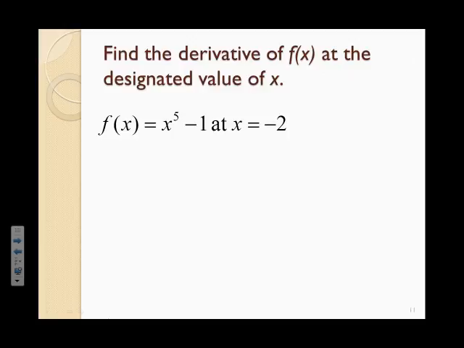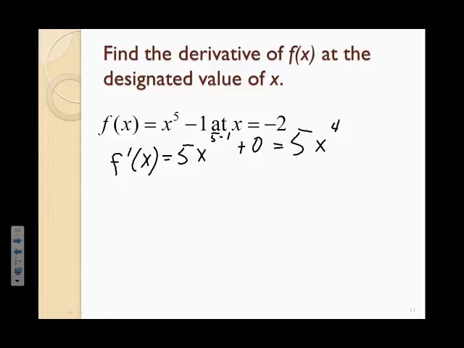Find the derivative of f of x at the designated value of x. So that means we want to find the derivative, in this case, of x to the fifth minus 1, and find what the slope is, what the derivative value is at x equal to minus 2. Well, this is simply a two-step procedure. We need to find what f prime of x is, what the derivative is. We start with x to the fifth, and we did this before. We know it's 5 x to the 5 minus 1 power, plus 0, but we don't really have to write that. So this becomes 5x to the fourth.